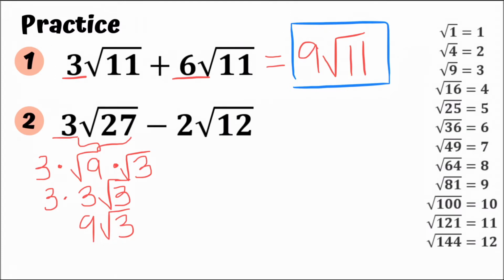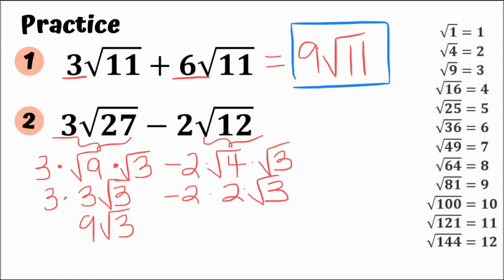And then now I can look at my second radical that I need to break down, and that's the square root of 12. I can rewrite the square root of 12 as the square root of 4 times the square root of 3. Of course, I still need to bring down my coefficient, negative 2. The square root of 4 is 2, so this becomes minus 2 times 2 square root of 3. 2 times 2 is 4, so this becomes minus 4 square root of 3.